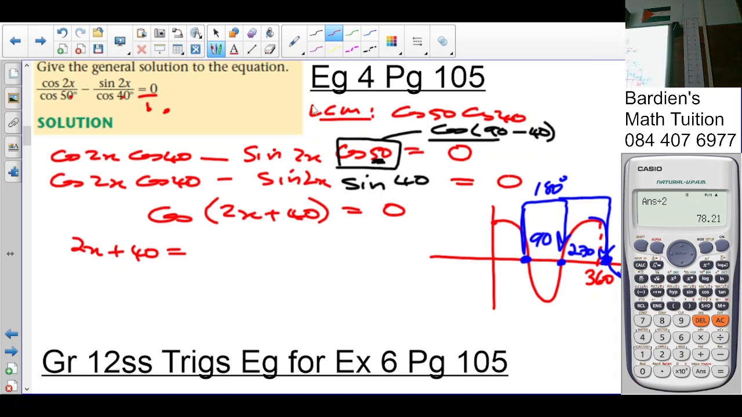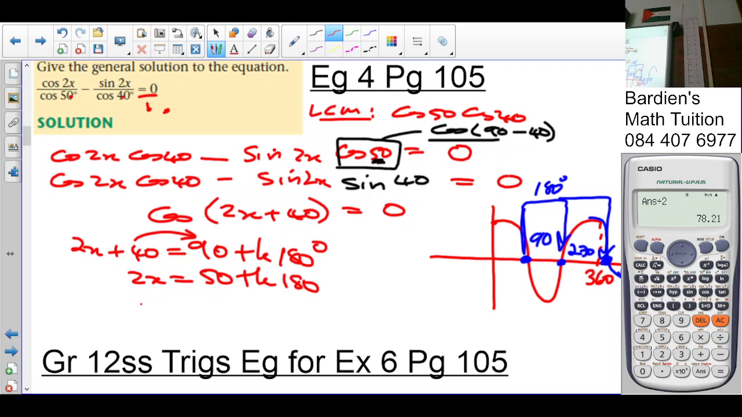So you can write it as 2x plus 40 equals 90 degrees plus k times 180, since it's happening every 180 degrees. So we take the 40 over the equal sign. So 2x is equal to 90 minus 40, which is 50 degrees, plus k times 180, divided by 2. x is equal to 25 plus k times 90 degrees. But if you had written both branches, you'd get the full mark anyway.